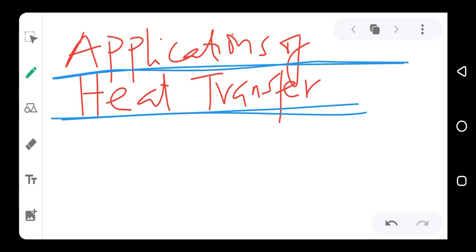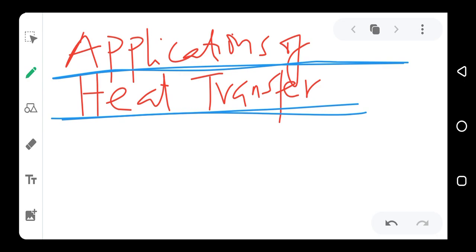In the previous lesson, we talked about the concepts of heat transfer. We defined heat transfer and talked about the types of heat transfer and examples of each of the heat transfer methods. Now today we want to look at the applications of heat transfer. Heat transfer is very important in our everyday life.